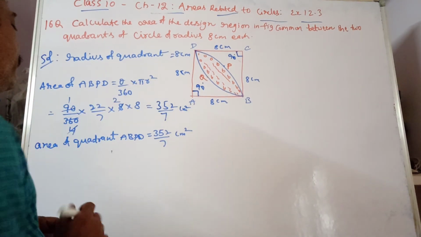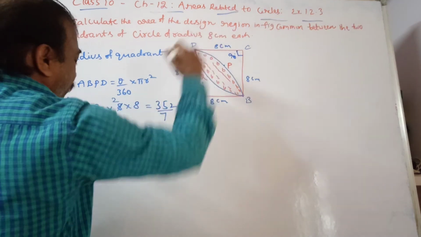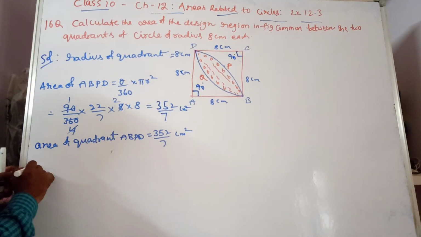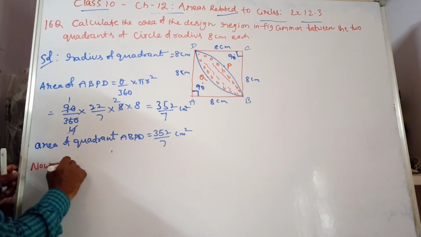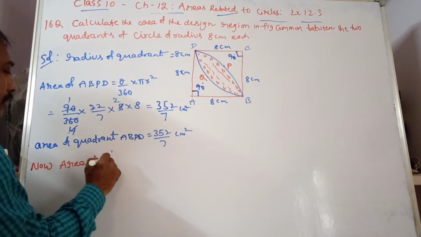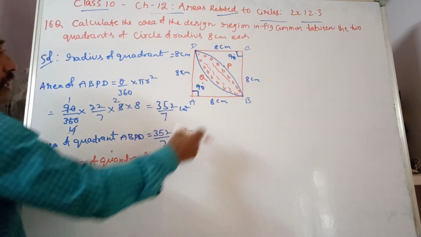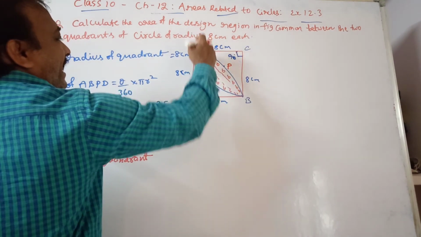Now here we are going to find the area of another quadrant. Now area of quadrant, observe it. What is the name of the quadrant? BCDQ.